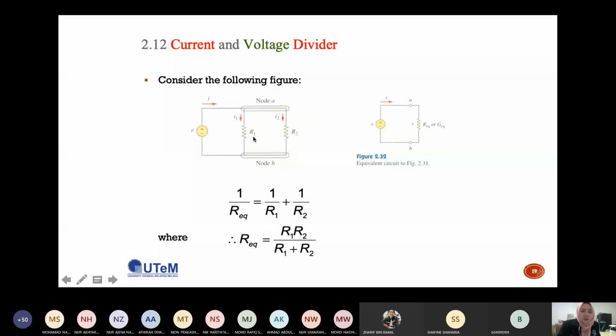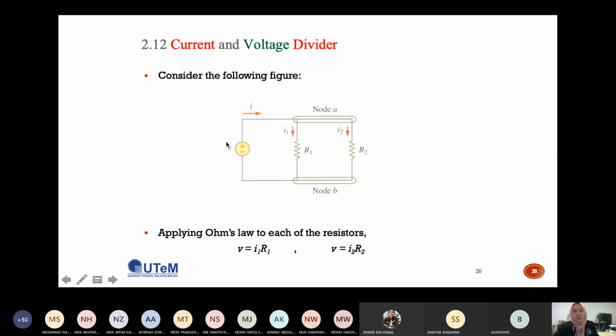So if you have a parallel circuit and you want to find the R equivalent, you need to use this formula. Okay, 1 over R equivalent equals 1 over R1 plus 1 over R2. Or you can use this formula: R equivalent equals R1 R2 divided by R1 plus R2. Okay, so from this circuit you can simplify it to be this circuit where the R here is now the R equivalent.